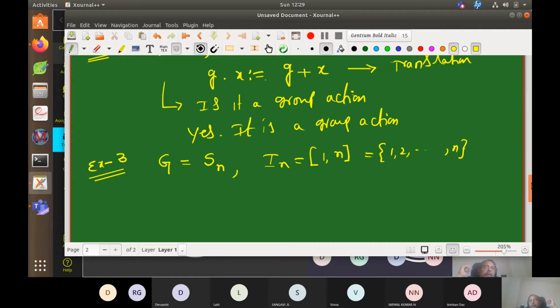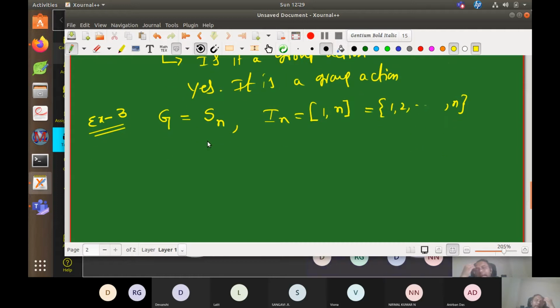So G is equal to Sn, the symmetric group, and In is equal to, as you pointed out, sometimes people denote it like 1 comma n. This is equal to the set 1, 2, 3 up to n. Very good. So actually you are giving infinite examples here, one for each n. So how it acts, we need to define properly. Somebody else can tell us how we define it.